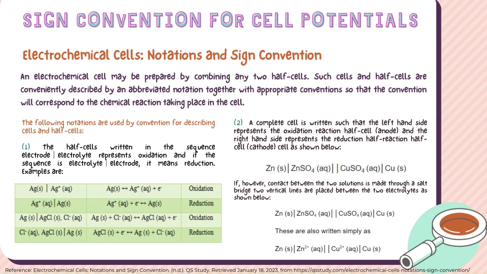Note that gas electrodes or redox reaction electrodes have an inert metal, which is platinum, as the electron-carrying medium. Second, a complete cell is written such that the left-hand side represents the oxidation half-reaction, the half cell which is the anode, and the right-hand side represents the reduction half-reaction, the half cell which is the cathode, as shown below. A vertical line in the middle means that the two solutions are in direct contact. If, however, contact between the two solutions is made through a salt bridge, two vertical lines are placed between the two electrolytes as shown below. But we can simplify it like this, with the half cell of zinc and the half cell of copper.